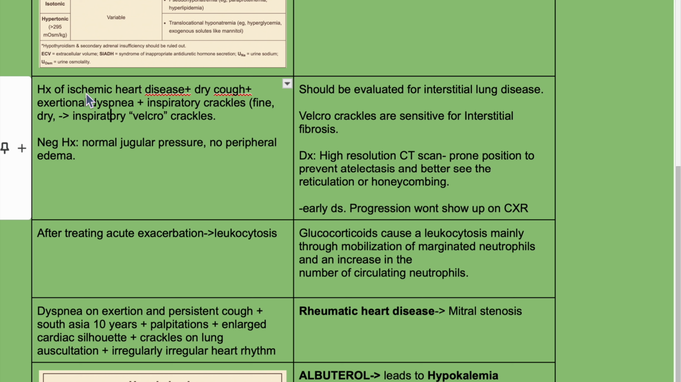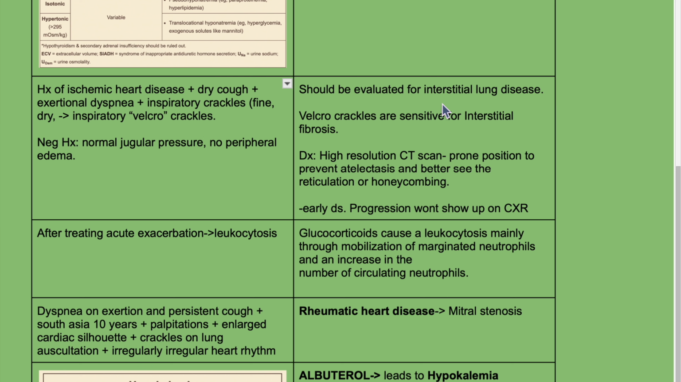So we have a patient with a history of ischemic heart disease, dry cough, exertional dyspnea, and inspiratory crackles, fine and dry. The fine and dry are actually inspiratory Velcro crackles. The negative history they gave is normal jugular pressure, no peripheral edema. So we don't have edema, normal jugular pressure, and a history of ischemic heart disease. There's dry cough, exertional dyspnea, and inspiratory crackles. This is a buzzword for inspiratory Velcro crackles.